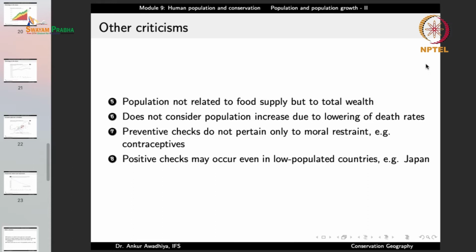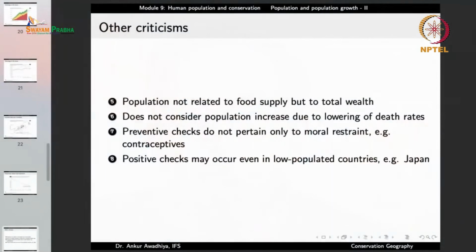Other criticisms include the fact that population is not related to food supply but to total wealth. It has been observed that as the wealth in a society increases, the population growth rate reduces and then it increases. That is, when people move away from poverty, then they tend to have fewer children. And this trend goes on till the society becomes extremely affluent, where again we find a small increase in the number of children that are being born.